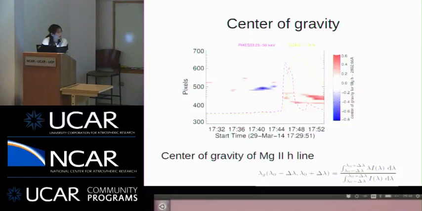For the asymmetry of the red-blue shift of the magnesium II lines, we plot the center of gravity of the magnesium II h lines, and we can see there is a greater blue shift before the flare, which is due to the eruption of a filament, and at the flare peak and after the flare peak, there are red asymmetries in the magnesium h lines.